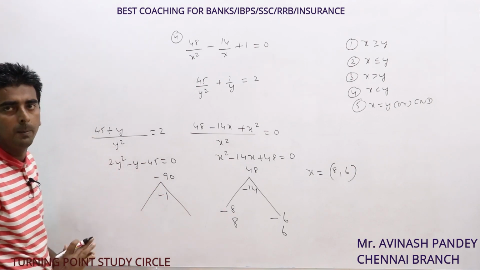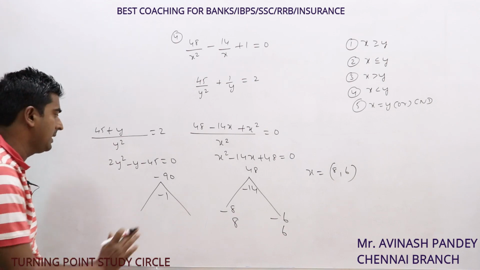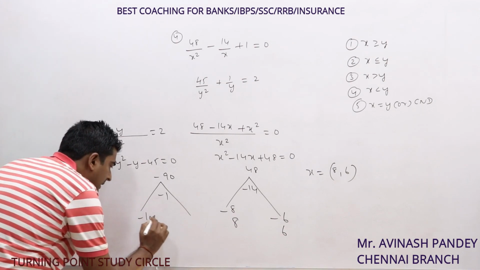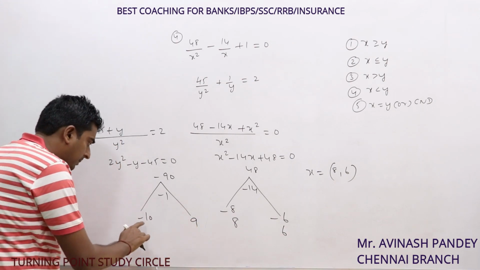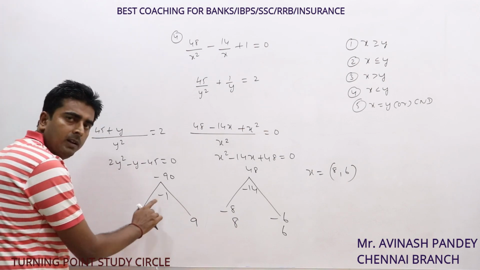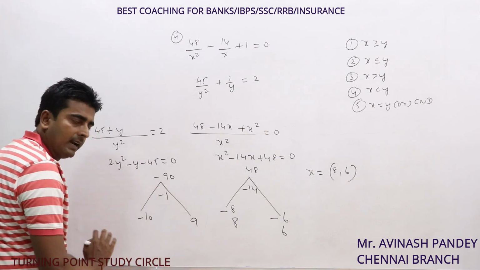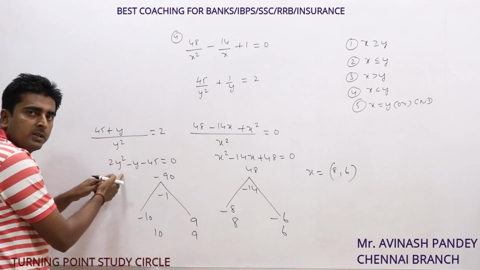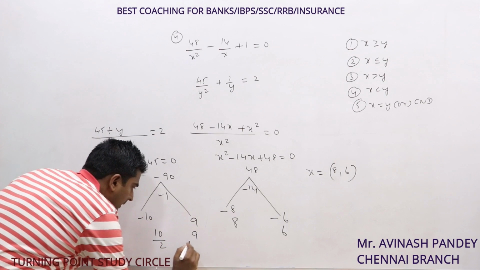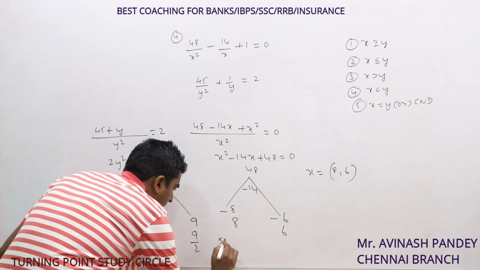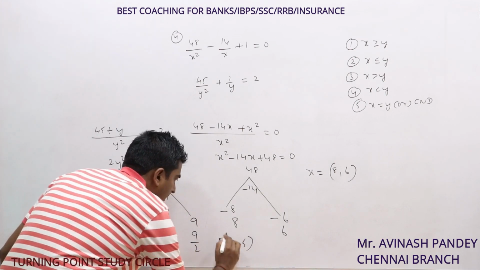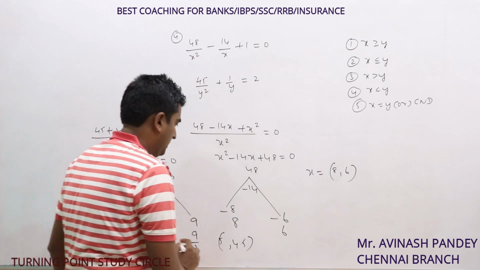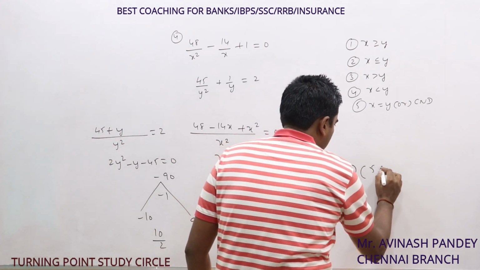So what can be the two numbers? It's a tricky question. What can be the two numbers? It is nothing but minus 10 and plus 9. Because minus 10 plus 9 is nothing but minus 1, and minus 10 into 9 is nothing but minus 90. So change the sign again, 10 and 9. Now when you see here, what is the coefficient of y square? Plus 2. So we need to divide here. So this will become 5 and this will become 4.5. So my answer for this one is 5 and 4.5.